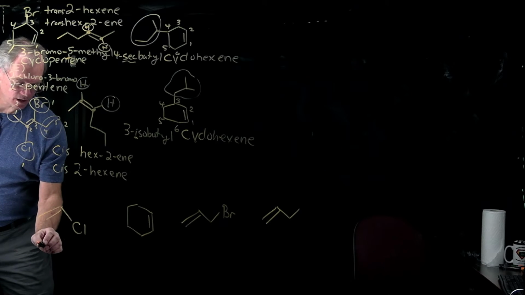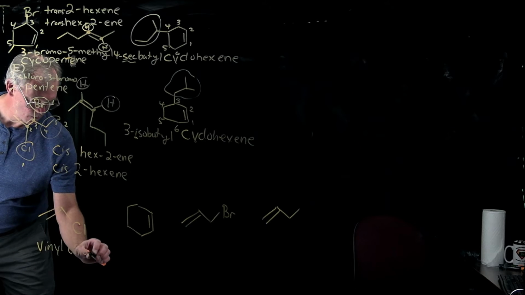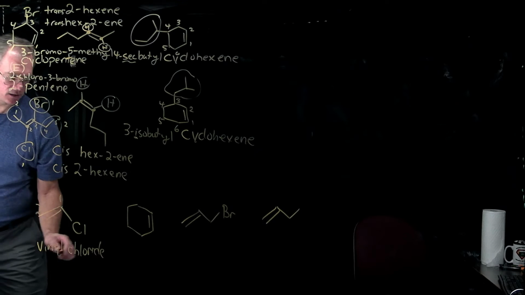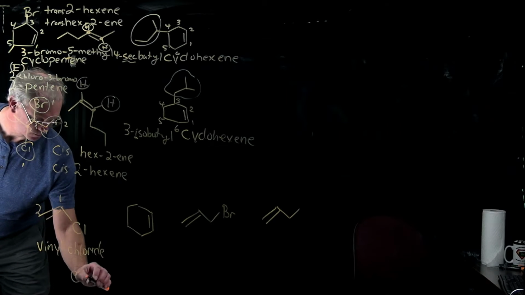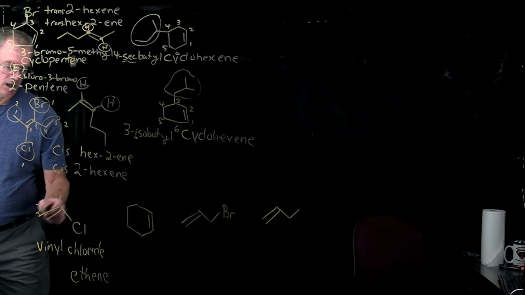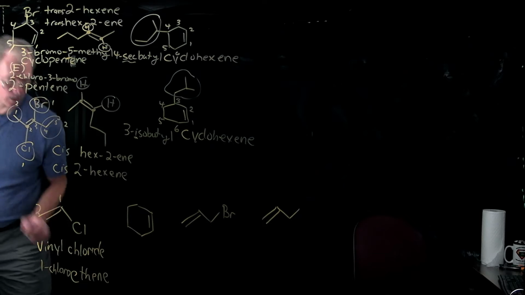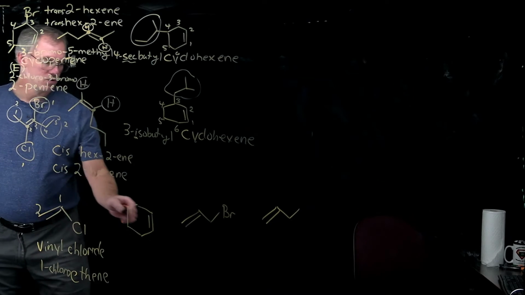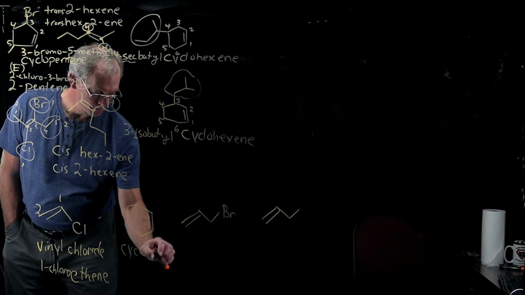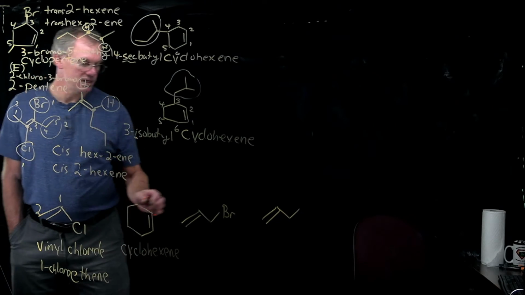This molecule is commonly called vinyl chloride. If we were going to systematically name it, it's an ethene, and it's a 1-chloro. Here we have just a basic cyclohexene. No need to number the ene number 1, it already is.